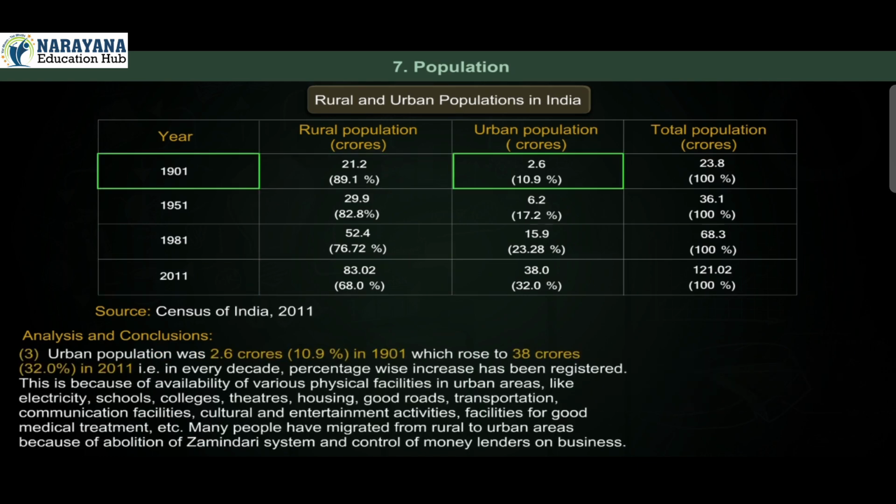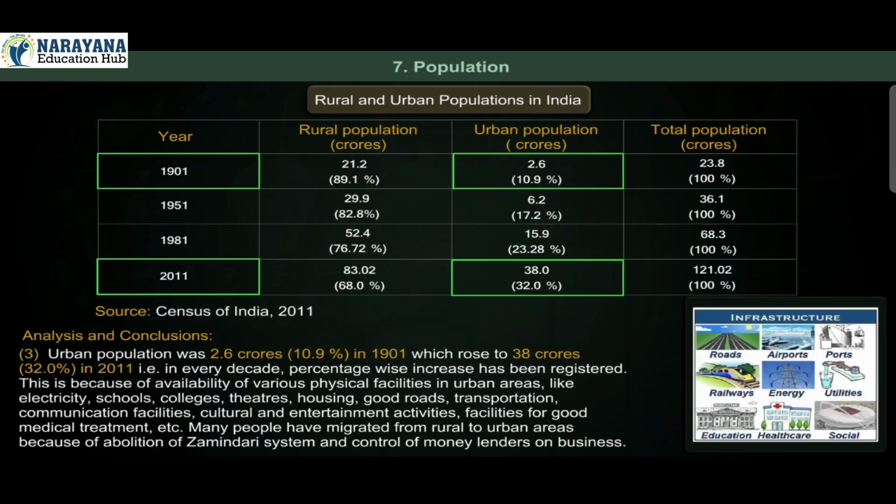Third, urban population was 2.6 crores, that is 10.9% in 1901, which rose to 38 crores, that is 32% in 2011. That is, in every decade, a percentage-wise increase has been registered. This is because of availability of various physical facilities in urban areas like electricity, schools, colleges, theaters, housing, good roads, transportation, communication facilities, cultural and entertainment activities, facilities for good medical treatment, etc. Many people have migrated from rural to urban areas because of abolition of zamindari system and control of moneylenders on business.